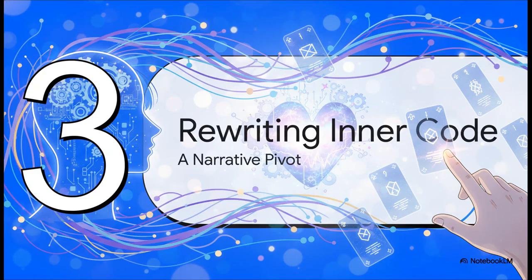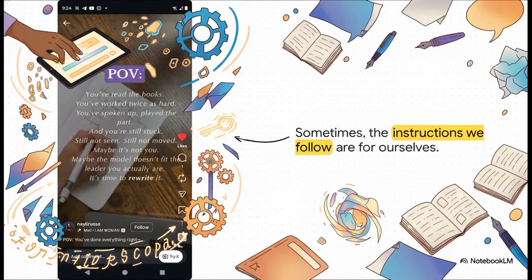All right, now we're going to take a sharp turn. What if the object we're trying to create isn't an external image at all? What if it's a change inside ourselves? What if the instructions are actually for us? Let's shift our focus from that polished AI creation to something way more personal.